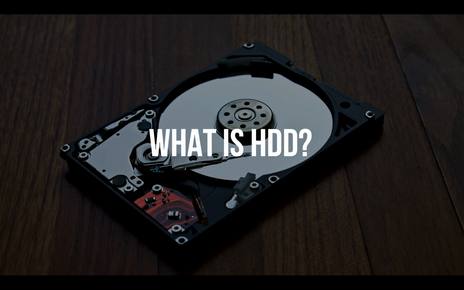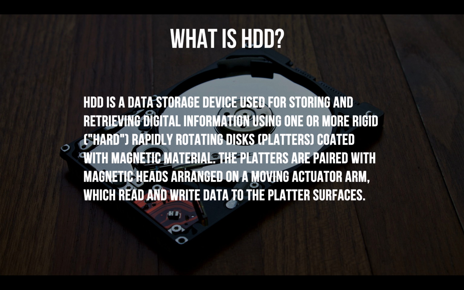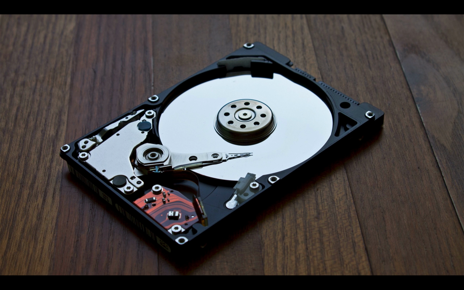So first things first, what is HDD? HDD is an electromechanical data storage device that stores and retrieves data using magnetic storage and one or more rigid, rapidly rotating platters coated with magnetic material. Data is accessed in a random access manner, meaning that individual blocks of data can be stored and retrieved in any order. HDDs are a type of non-volatile storage, retaining stored data even when powered off. As you can see in this picture, the platters are paired with magnetic heads, usually arranged on a moving actuator arm, which read and write data to the platter surfaces.